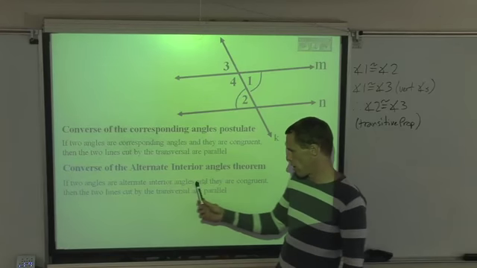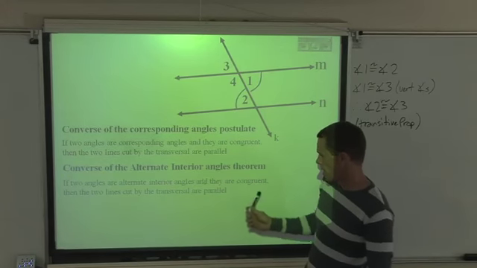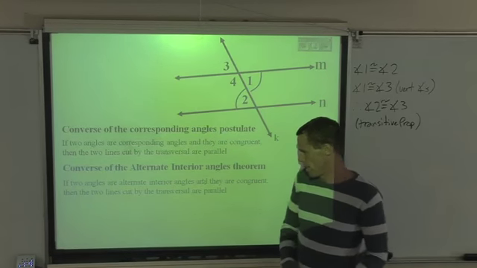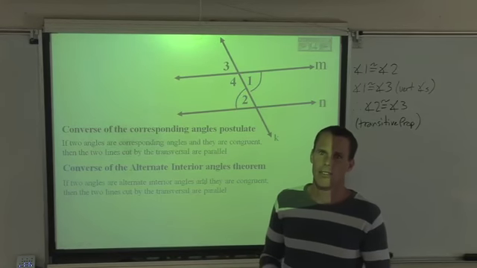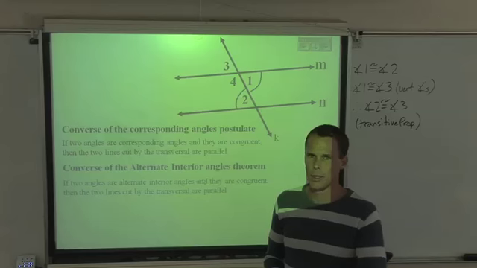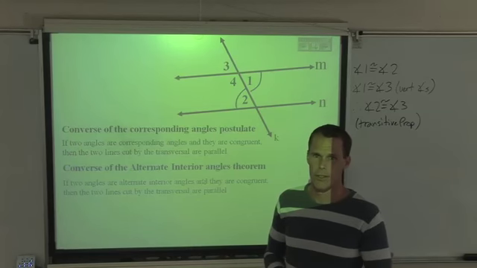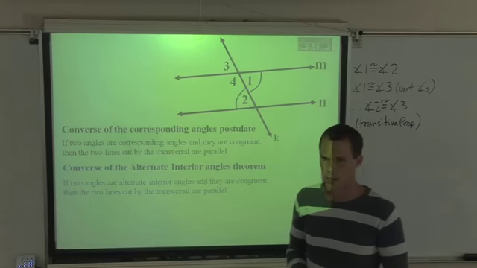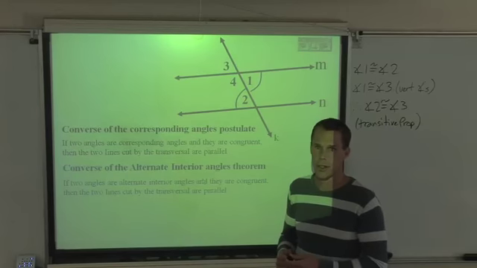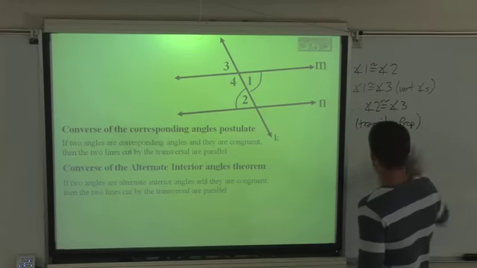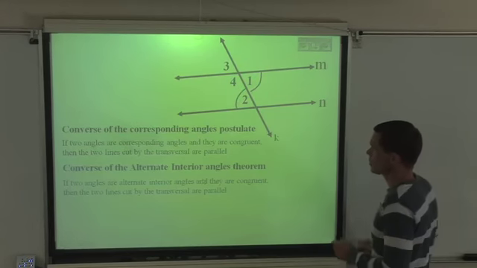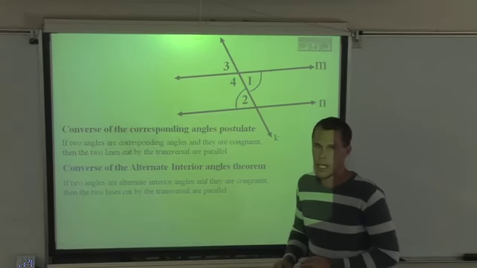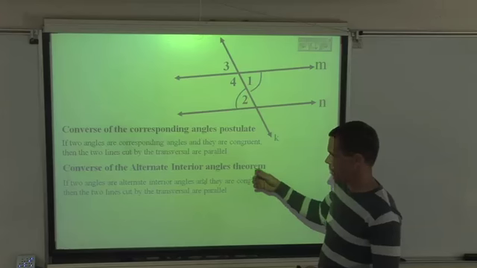If two angles are alternate interior angles and they are congruent, then the two lines cut by the transversal are parallel. Okay, this leaves us with only one other possibility. What about the converse of the same side interior angles postulate, or the same side interior angle theorem? Now, let's ignore for a second the markings on here, and let's go with a different thing given to us.